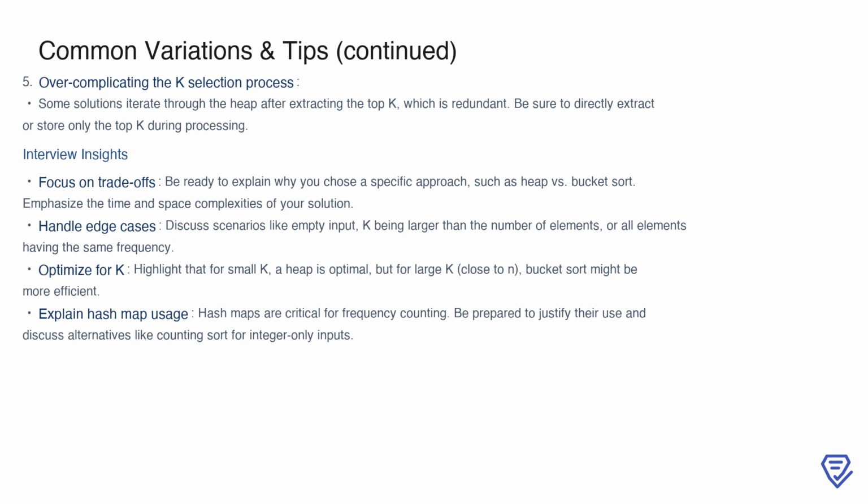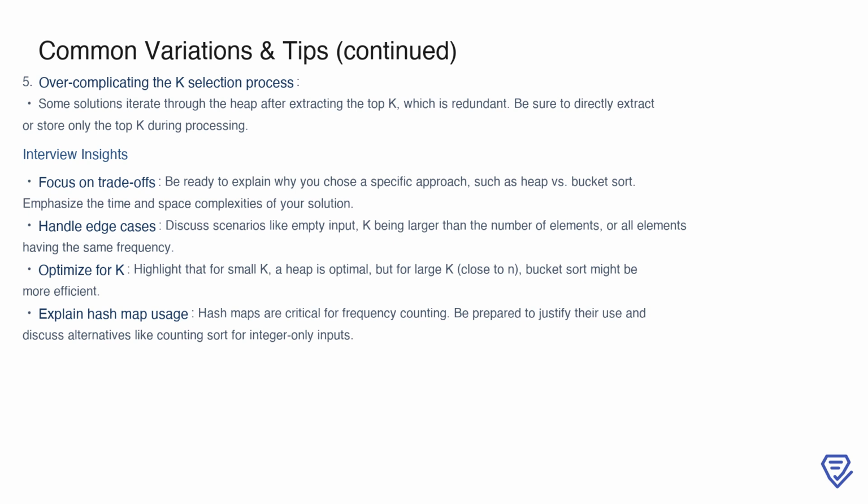Now, in interviews, it's crucial to not only solve the problem but also to clearly communicate your choices. Be prepared to discuss the trade-offs of your approach, such as why you chose a heap versus bucket sort, and explain the time and space complexities of your solution. Additionally, always consider edge cases. For instance, what happens if the input is empty, or if k is larger than the number of elements? How does your solution handle cases where all elements have the same frequency?